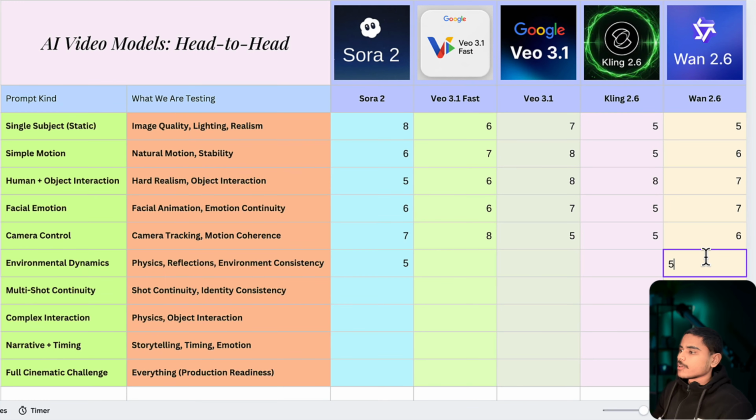This time Sora and Wan are going to get 5. And then we have VEO Fast, then VEO and Kling. They both were equally good. It followed the prompt literally. And in VEO 3 it was very realistic.